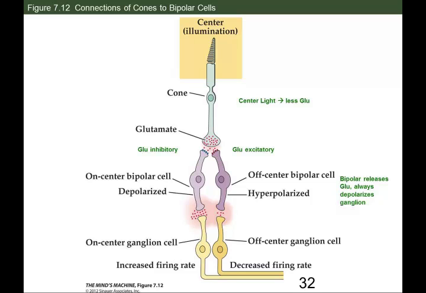Now, the ganglion cells always interpret this glutamate as excitatory. So to the ganglion cell, the glutamate that's being released is always going to be excitatory, even if it came from an on-center bipolar cell that interprets glutamate as inhibitory. Does that make sense? Yes. Sure.